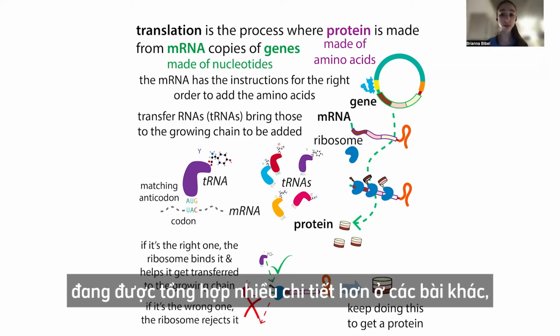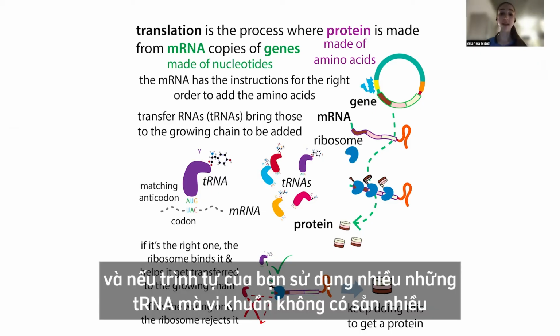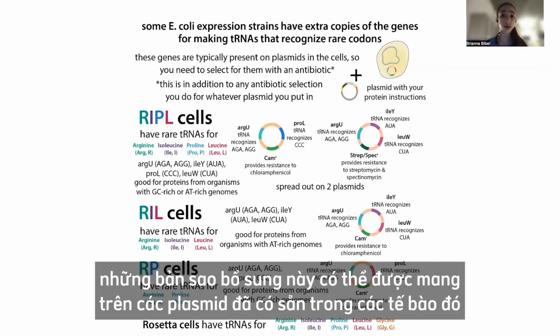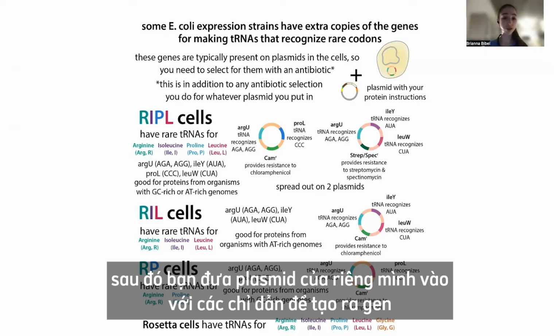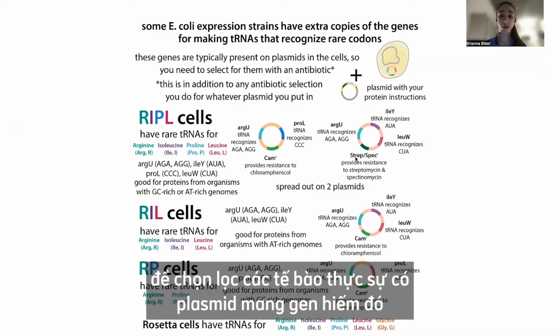Much more on this in other posts, but the basic thing to know is that cells will stock up in different amounts of these different tRNAs. If the sequence needs a bunch of these tRNAs that the bacteria doesn't have a ton of, then you might want to add extra ones in, and these extra copies of the tRNAs can be added on plasmids that are already in those cells. And then you put your own plasmid in with instructions for making a gene. So you're going to have to add a second antibiotic in order to select for the cells that actually have the rare plasmid genes.